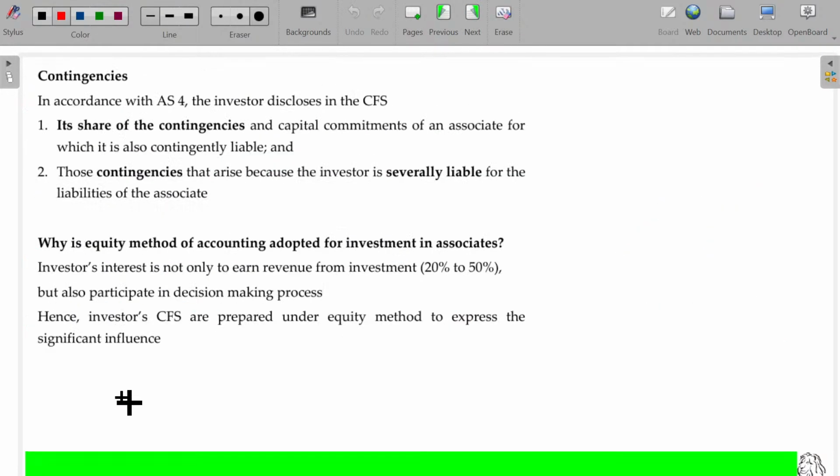Right. Let's see contingencies. In accordance with AS number 4, the investor discloses its share of contingencies and contingencies that arise because the investor is severally liable. In those cases, you have to show. You'll study contingencies in AS number 4. Contingency is nothing but a liability that I may have to pay because of some worst scenario. It is not yet a liability, but may become one. If I am the holding company for some associated company, I am also supposed to be liable for this, meaning I have to incorporate it in my books. That's called showing the contingency. How can I define whether this is a contingency or not? How can I adjust for all these things? No need to worry about that.